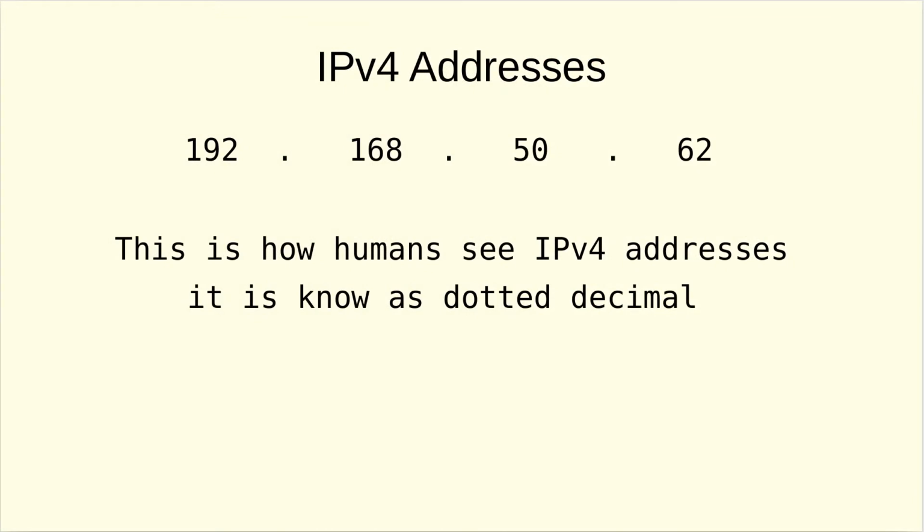Okay, so this is how a human would see an IPv4 address, 192.168.50.62. This is not how a computer sees it. Humans see it in the form of dotted decimal, so the decimal numbers are separated by dots. Each decimal number is a conversion from an 8-bit binary number. So let's have a little look at those binary numbers.